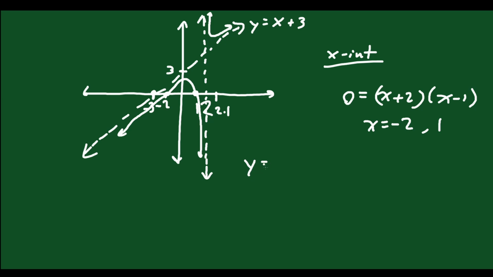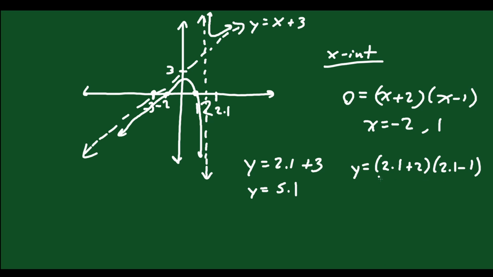If you do y equals 2.1 plus 3, so I'm just using the equation of the asymptote, the y value of that is going to be at 5.1. But if you do the original function and figure out the height at 2.1, you're going to have y equals 2.1 plus 2 times 2.1 minus 1 divided by 2.1 minus 2. If you calculate that, you're going to get 45.1.